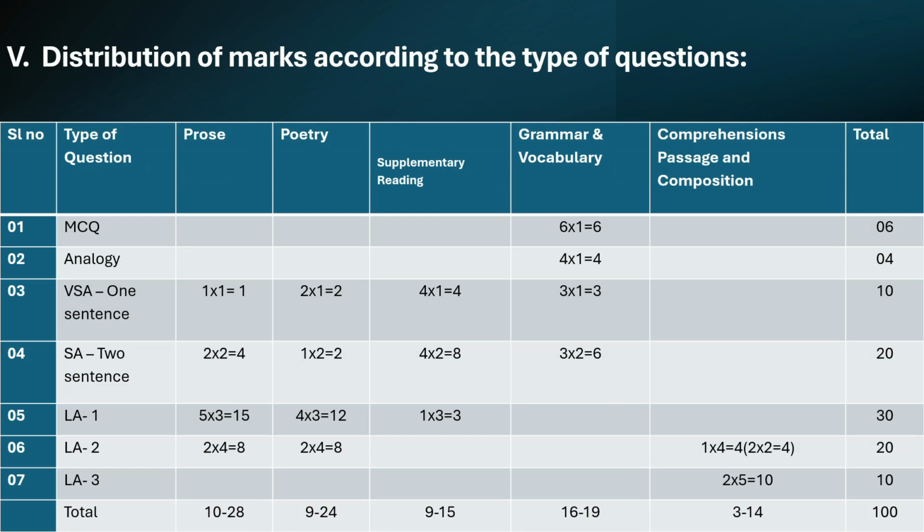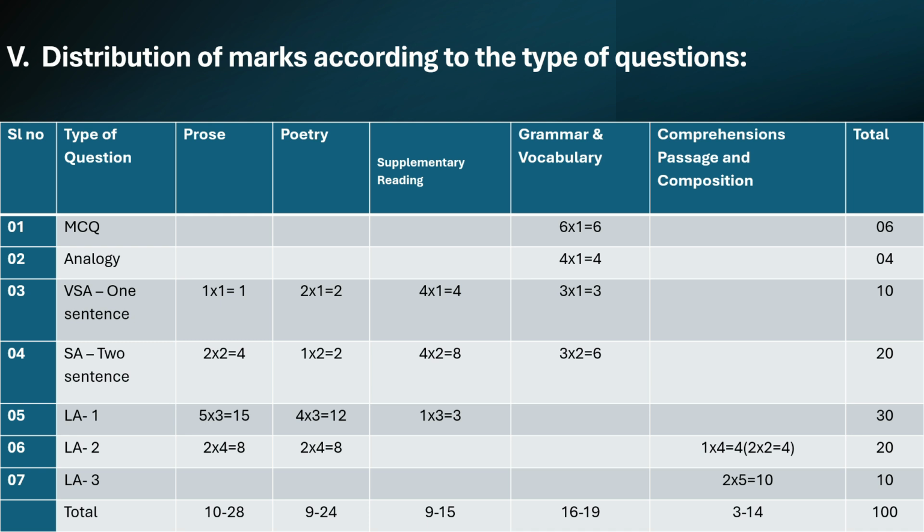We'll talk about distribution of marks according to the type of questions. Type of questions, you have multiple choice questions. I will compare this along with the question paper in the next slide. As we see, the first one that you will look into will be MCQs, or multiple choice questions. That will be in grammar and vocabulary, and you will have a total of 6 marks to score. Second one is analogy, as we have seen, 4 marks to score there again, which comes under grammar and vocabulary. VSA, or very short answers, where you will have to write answers in one sentence or two sentences at the max, will be covered in prose, poetry, supplementary reader, and grammar and vocabulary.